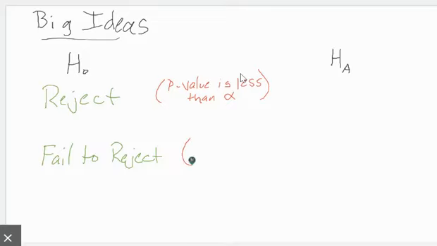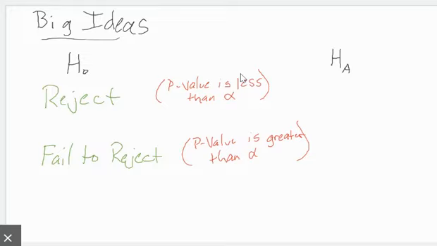And then consequently, if the p-value is greater than alpha, then I am going to fail to reject the null hypothesis. And really, this is our evidence, okay? If our p-value is really, really small, that means that our evidence tells us to reject the null hypothesis. If our p-value is not less than alpha, if it's greater than alpha, then we do not have enough evidence to reject the null hypothesis, so we say fail to reject.